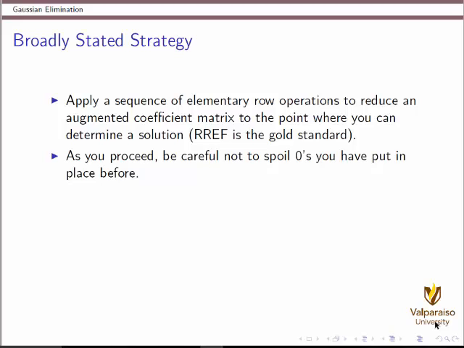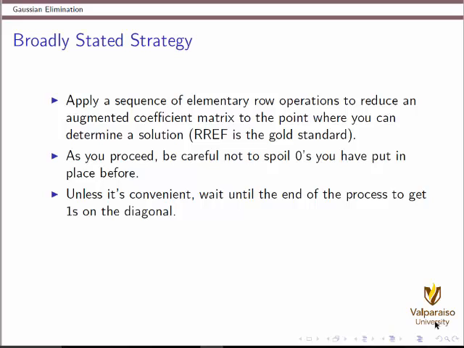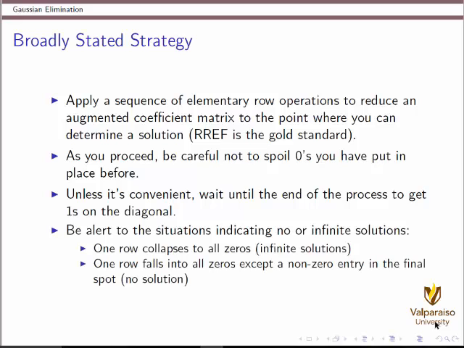Your job here is to create zeros in nice spots, so make sure that you're not doing a row operation that will mess up a zero that you've already created. If you're about to do that, think of a different move. If you can produce 1s on the diagonal, do it, but only if you don't introduce messy fractions. If you're going to introduce messy fractions, hold off till the end. You can always fix the 1s later on. As you're going through this process, be alert to the visual clues that, uh-oh, we've just found out there's no solutions, or uh-oh, we've just discovered there's infinitely many solutions.